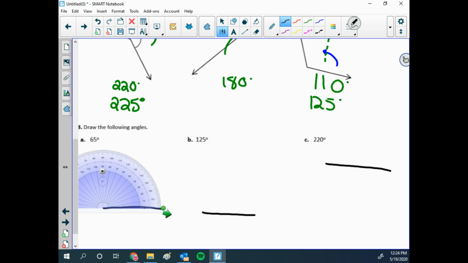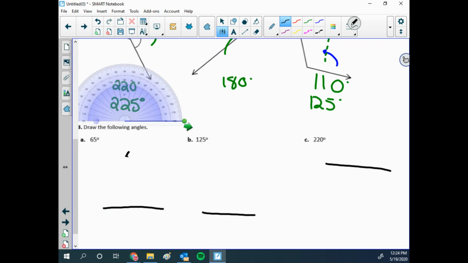And then 65. So I'm going to go, here's 10, 20, 30, 40, 50, 60. 65 would be about right here. Okay. And once I know that's about 65, I would take my straight edge and join it right to the vertex. So that's 65 degrees.